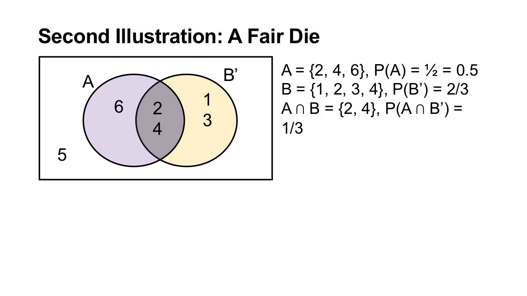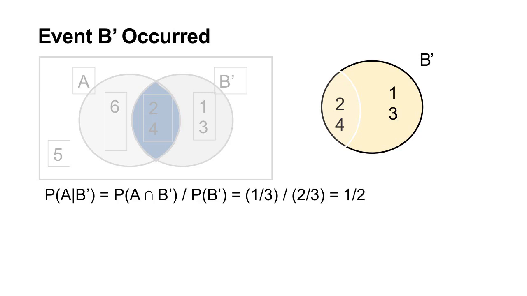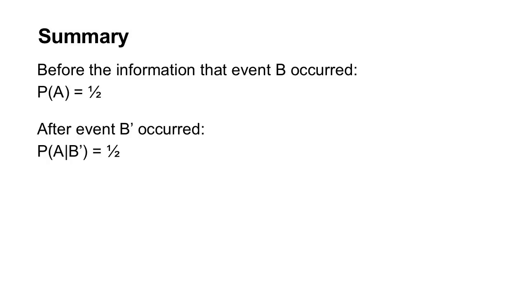What happens now? In B prime, we have 4 numbers. 1 and 3 means A does not occur. 2 and 4 means A also occurs. So now the probability of A given B prime, you do the math, is again 1/2. So what happened? Before, an even number had a probability of 1/2. B prime occurs and the probability hasn't changed. Nothing changed. You're not updating the probability, or if you're updating, nothing changes, it's still 1/2.